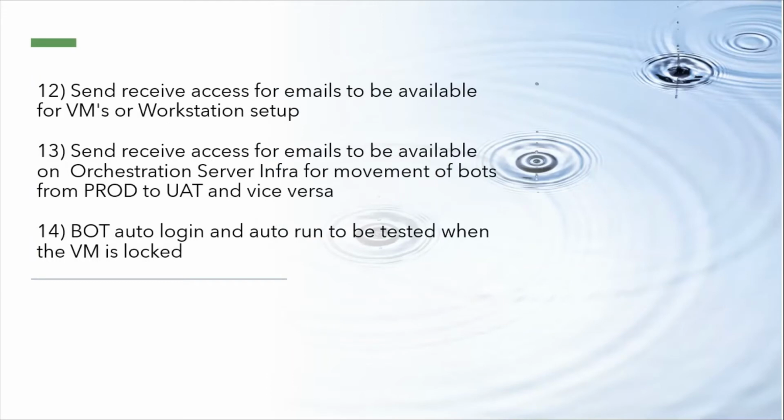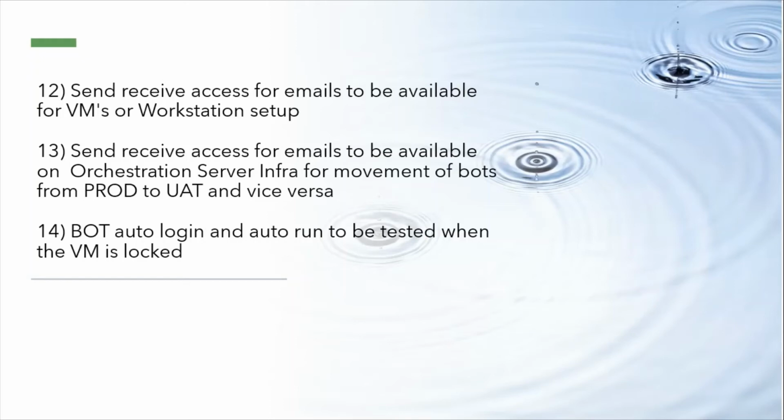Now send and receive access for emails to be made available for VMs or the workstation setup. Now in case you have bots running on virtual machines and your bots are designed in such a way that they have to send emails, ensure that you are having the right ports open for SMTP as well as the required accesses for the email exchange provided to you. In case that's not in place, you might have the bot running, but if there are exceptions, if there are screenshots that need to be sent to the process owner, or an email to be sent to the process owner after the bot has completed, would not occur.